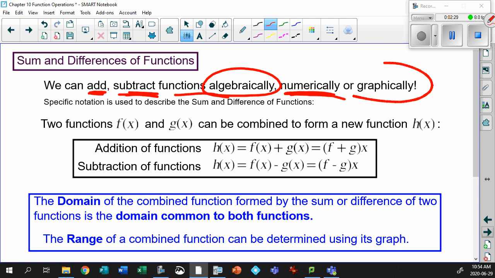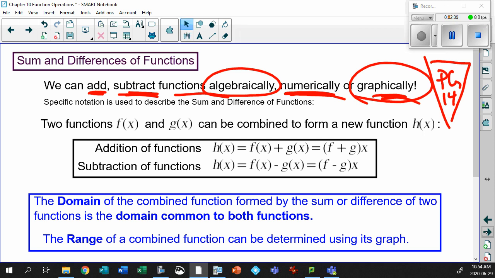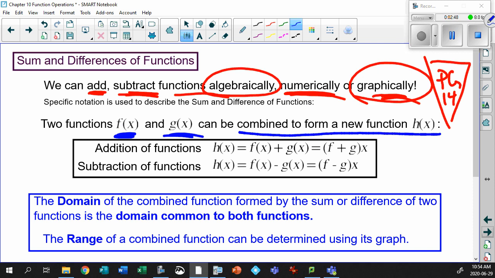And then, maybe I should put a PG 14 rating here because of its graphic nature. Yeah, graphically, we can do this graphically. It's so cool. So check this out. Two functions: you've got an f of x and a g of x function. You can actually combine them to form a new function.